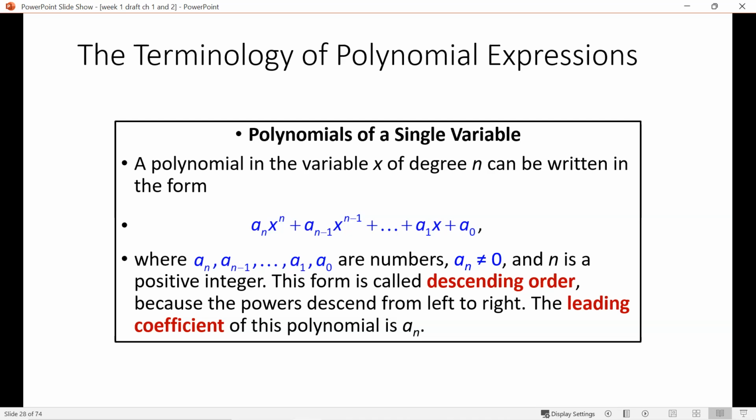We like to write it in descending order of the powers. So the first term that we write is the term that contains the variable with the highest power, and we go in descending order of these powers. The coefficient of the term that has the highest power of x is called the leading coefficient of our polynomial.